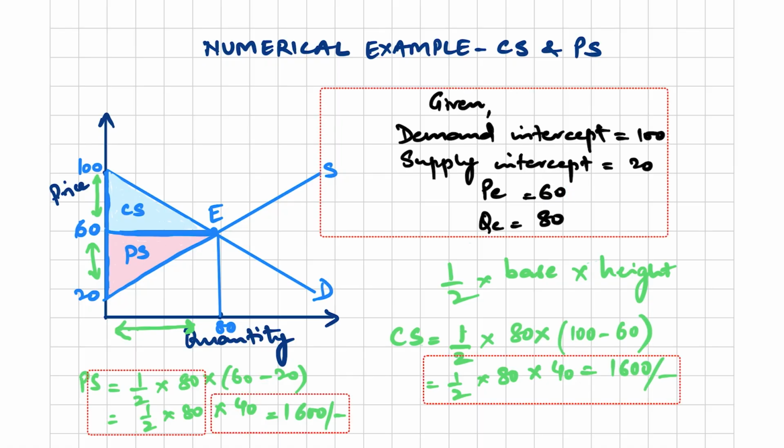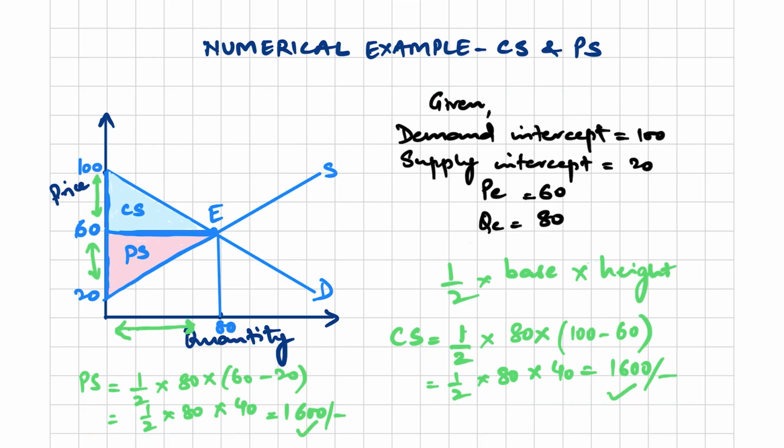Now what would be the total economic surplus? The total economic surplus would be this 1600 plus this 1600. So the total economic benefit to society would be 3200, which is split between both consumers and producers. Both sides of the market are benefiting equally with a surplus of 1600.